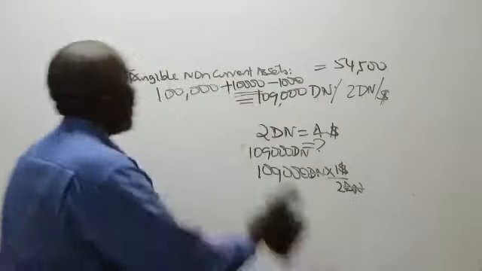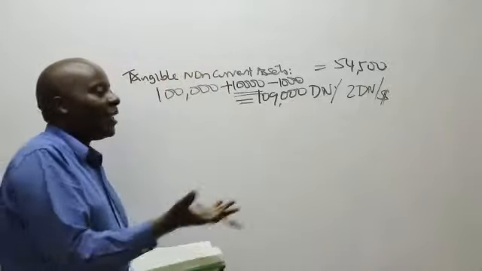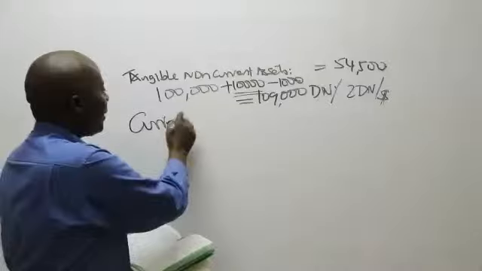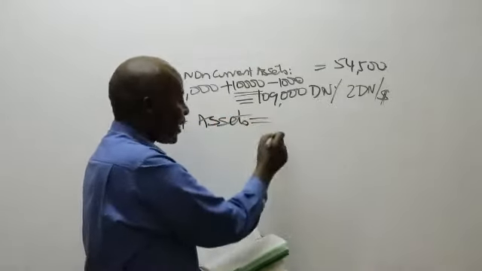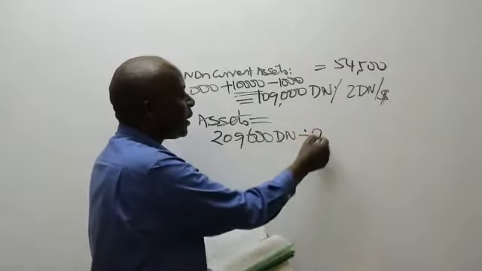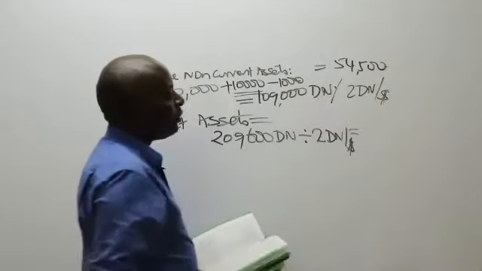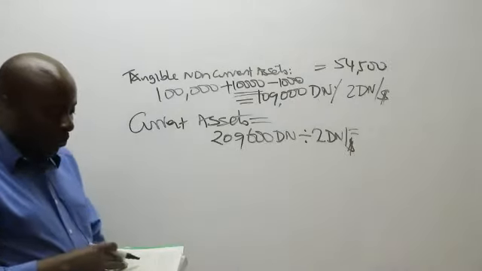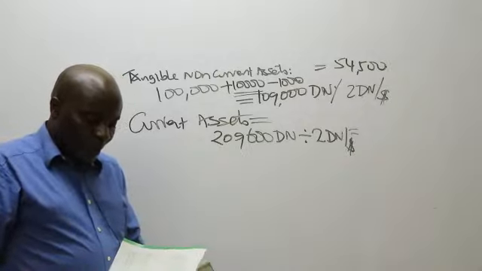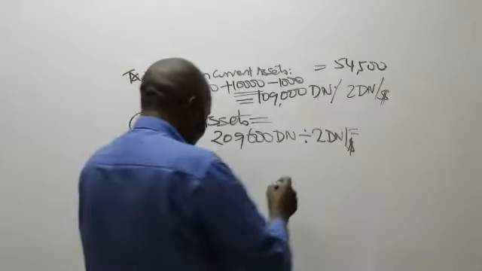So I'll come and write here, current assets. These are frameworks. I'm just translating the assets of the foreign subsidiary to my home currency. So the current assets, I can see a figure of 209,600 dn, I'm translating this using the 2. So divide by the 2 dn per dollar. At the end of the day, I should be able to get how much? Somebody talk to me, please. 104,800. Thank you very much.